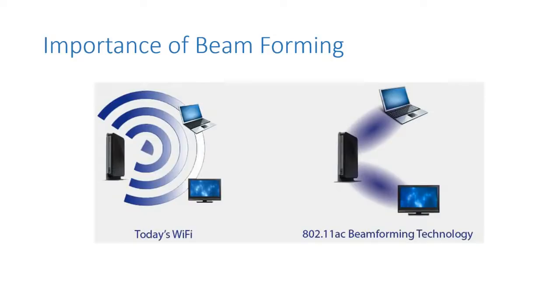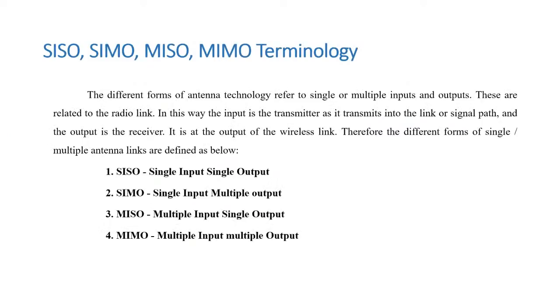Okay, so next is the importance of beamforming. I already spoke about this: when you place a Wi-Fi base station, the signal won't necessarily reach every device, but beamforming will reach a particular device. This is available in the 802.11 IEEE Wi-Fi standards. And SISO, SIMO, MISO, and MIMO, the different antenna topologies, have been explained.